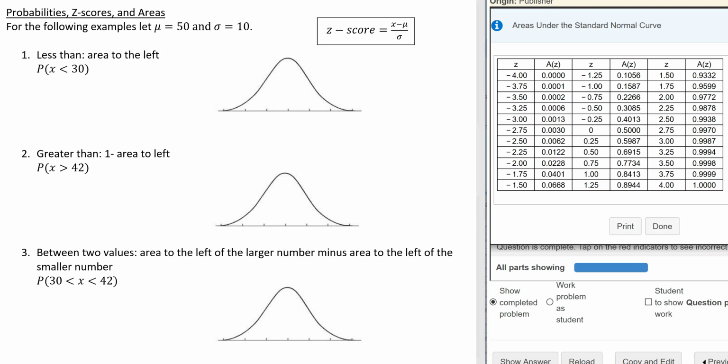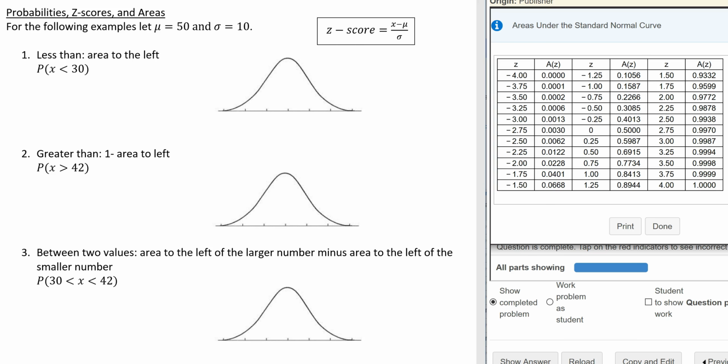This video will cover probabilities, z-scores, and the areas under a bell-shaped curve. Remember, a bell curve is based on the normal distribution. And in the examples 1, 2, and 3 that we'll look at, the mean is going to be 50, and the standard deviation is going to be 10.